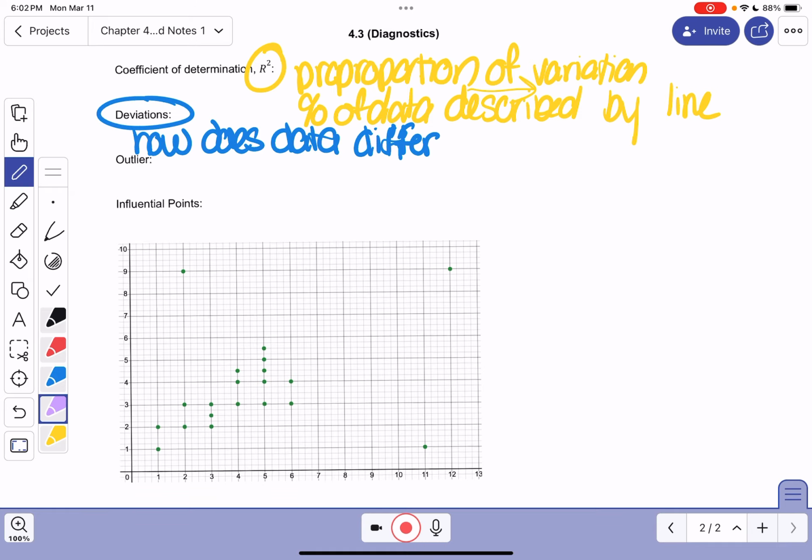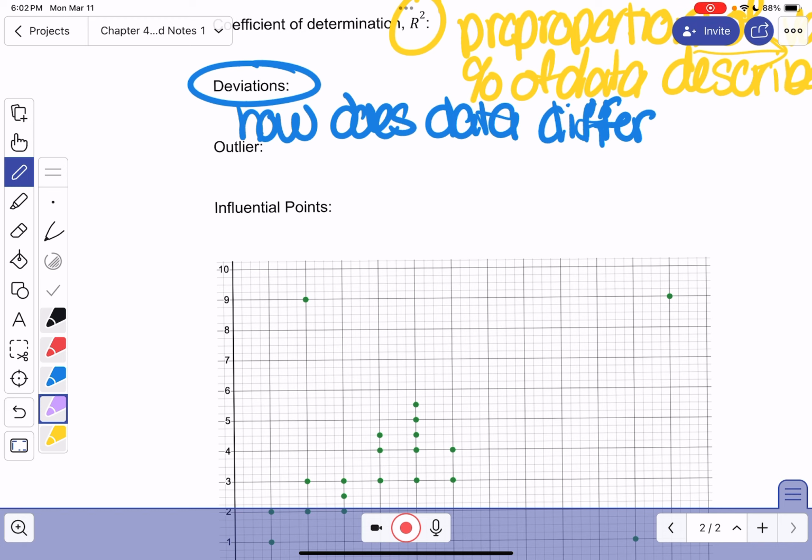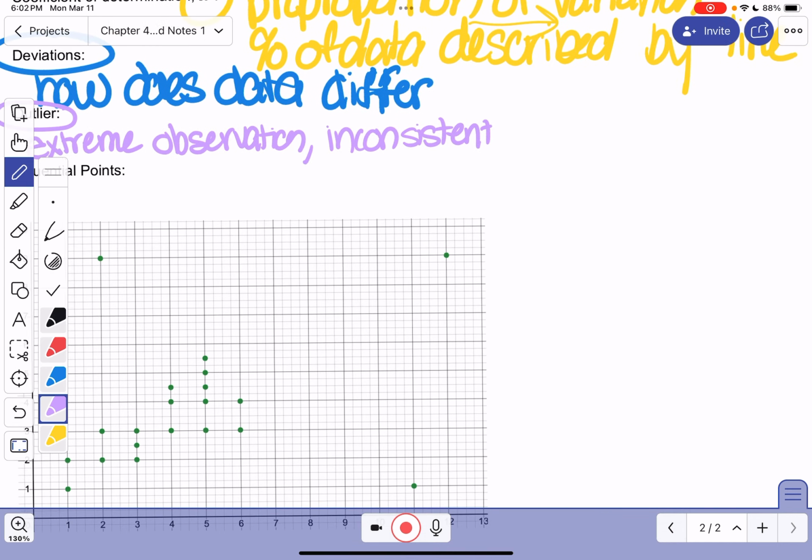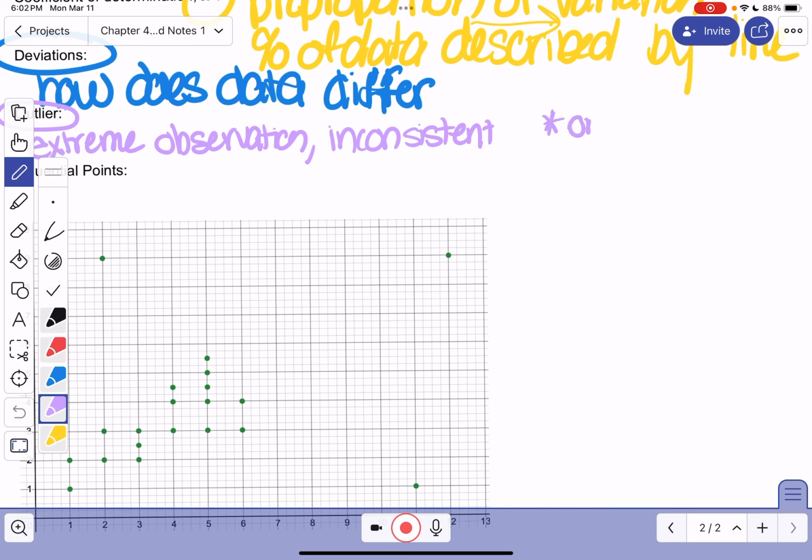There's two types of extreme points. An extreme observation, any point that is inconsistent with the data, is called an outlier. So it's an extreme observation, inconsistent with the data, far away from the data. The only time you ignore outliers is if it was found in error. So maybe someone typed 10 instead of 1. Then you could ignore it because you know it was an error. Otherwise, you need to consider it.